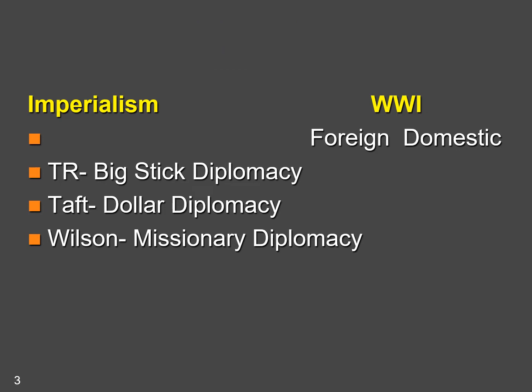So the first half of the chapter will be imperialism. Essentially, you have the three presidents: Roosevelt and his big stick diplomacy, Taft and his dollar diplomacy, Wilson and his missionary or moral diplomacy. Then the later half of the chapter, you get into World War I, both the execution of World War I in Europe, as well as the domestic changes that happen here in the United States.